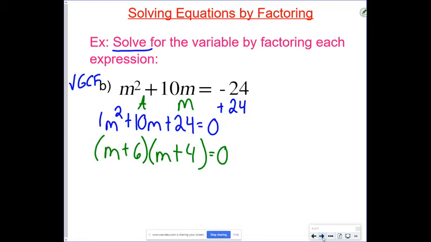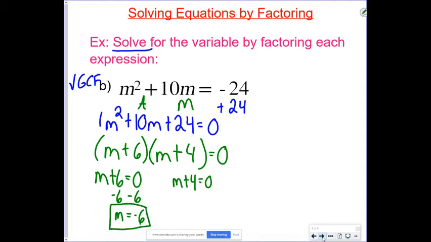We're going to do the same thing we did on the last one. Split the factors apart and set them equal to 0. Minus 6, m equals negative 6. And minus 4 from both sides, m equals negative 4. And those are our two solutions.